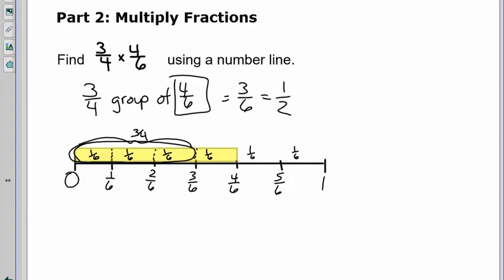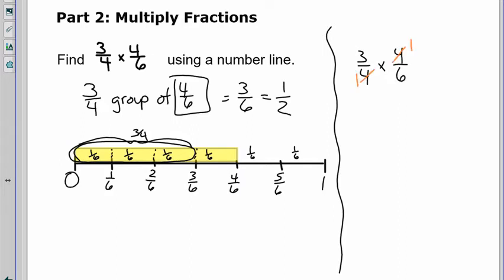Now I can solve this with the standard algorithm, the normal way of doing it. 3/4 times 4/6, and what I can do is divide top and bottom by 4, divide top and bottom by 3, and I get my answer. 1 times 1 is 1, 1 times 2 is 2, same answer, either method.